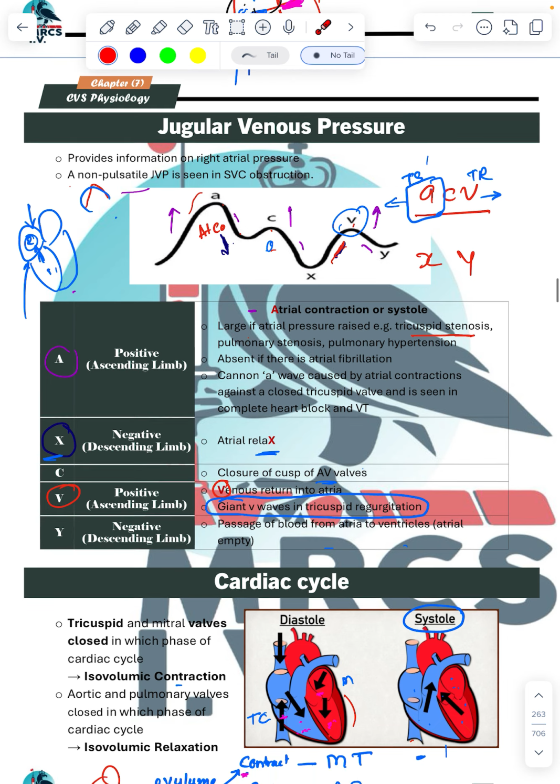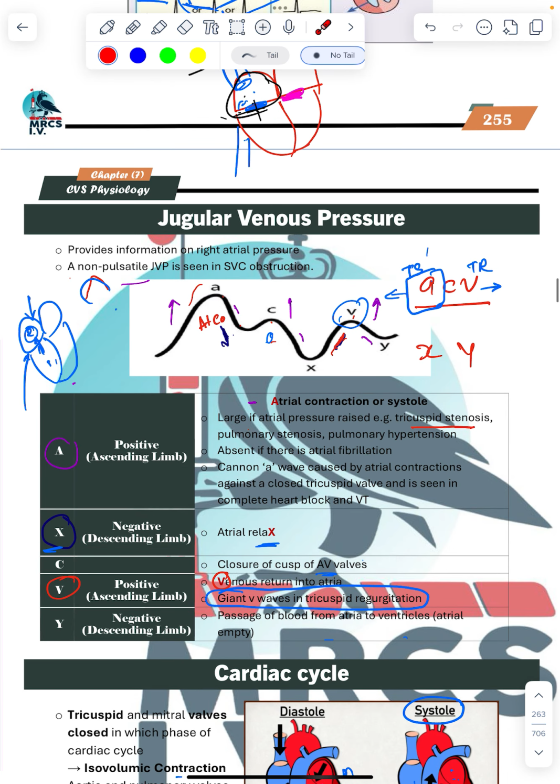This is about the jugular venous pulse pressure. You see what is there. Basically, it is showing the pressure in the right atrium. Between the right atrium and right ventricle there is the tricuspid valve. Between the left atrium and left ventricle there is the mitral valve. So the pressure measured here provides information about right atrial pressure. A non-pulsatile jugular venous pulse is seen when there is obstruction here. You cannot get a pulsatile one. The A wave, what does it represent?